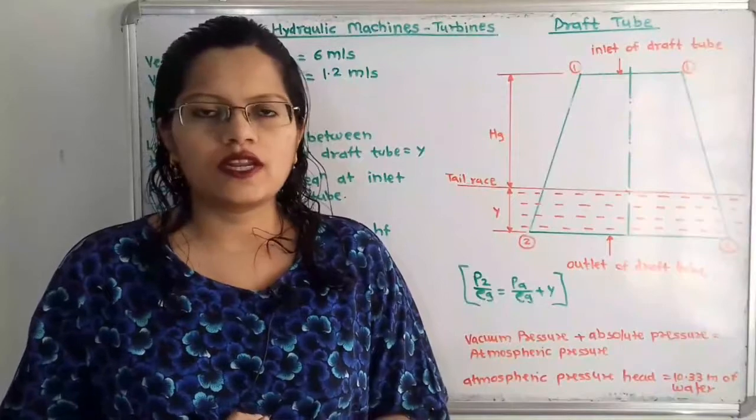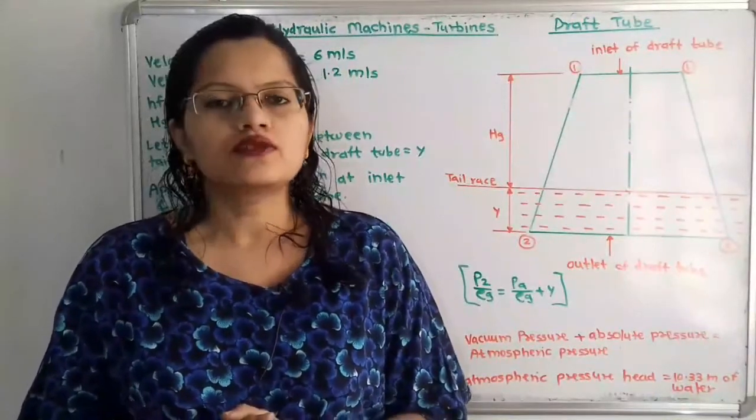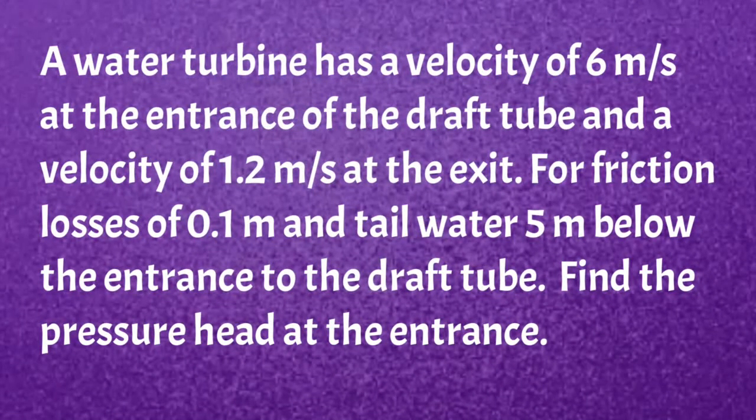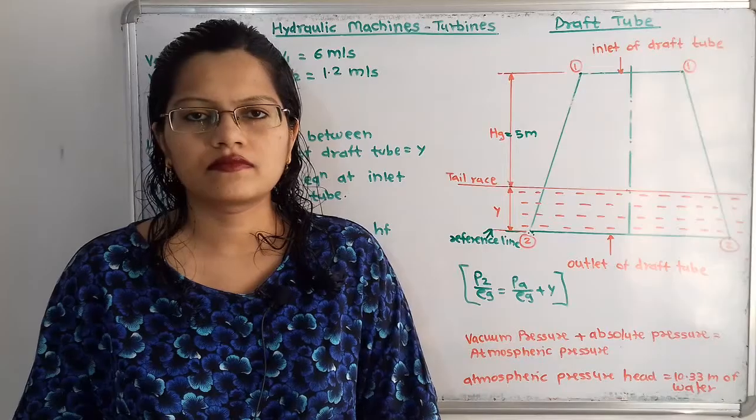Today we are going to solve a problem on draft tube. So first I will read the given problem. A water turbine has a velocity of 6 meters per second at the entrance to the draft tube and a velocity of 1.2 meters per second at the exit. For friction losses of 0.1 meter and a tailwater 5 meters below the entrance of the draft tube, find the pressure head at the entrance. So this was the given question.